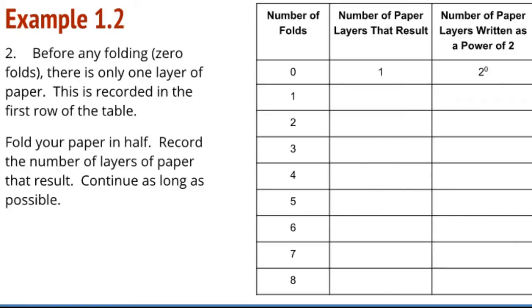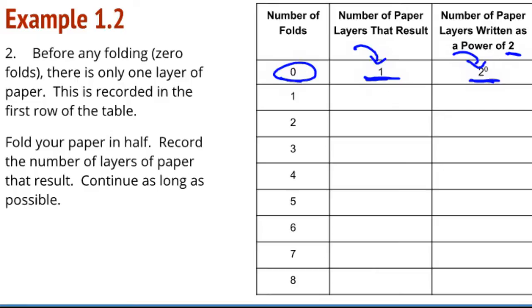Alright, and now we're going to start looking at some mathematical representation of what happens here. Before any folding, at 0 folds, there's one layer. You've got a layer of paper sitting there on your desk. And we record this in the first row. We're going to look at it exponentially because, of course, we're working with exponents today. If we want to show that we have one layer and we are using a base of 2, we have 2 to the 0, because the 0 power means 1.